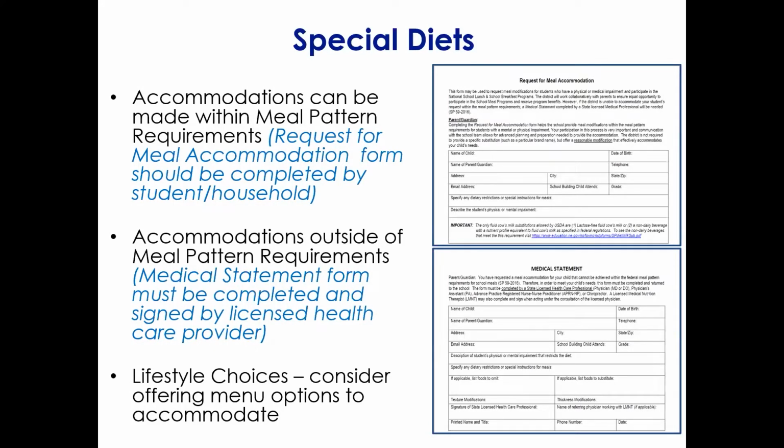And then for lifestyle choices, this is really something that I would suggest you look at on a case-by-case basis and determine how you want to approach that. Obviously, we want to encourage you to consider offering menu options that might allow for those accommodations. If utilizing OVS or offer versus serve, maybe that allows that student to make those choices, but you're not required to make accommodations for lifestyle choices.